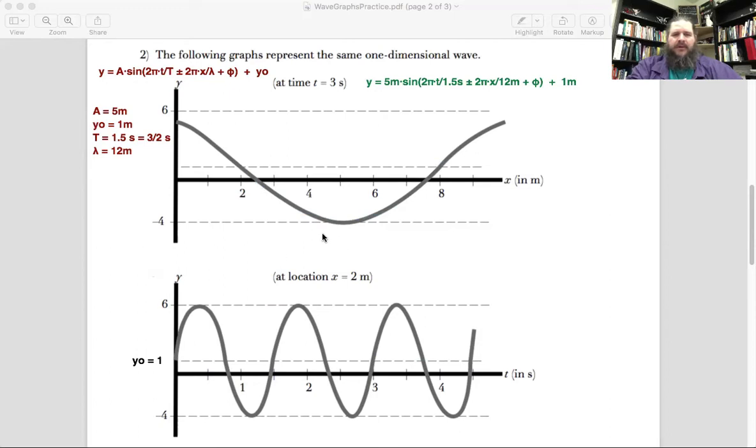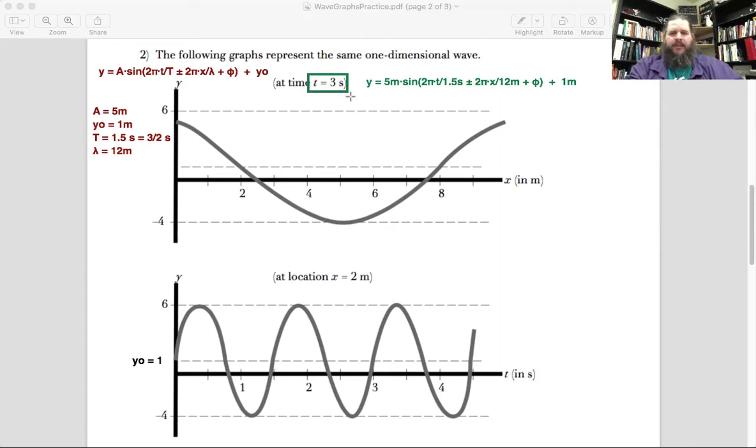Yeah. For example, for the first graph, it tells us that this whole graph, we're looking at lots of x values, but only one time value, 3 seconds. Where else can we find information about time 3 seconds?